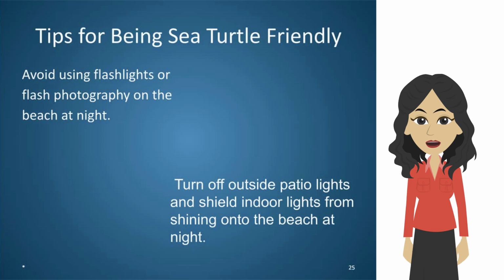Here are some ways we can help protect sea turtles. First, avoid using flashlights or flash photography on the beach at night, and turn off outside patio lights and shield indoor lights from shining onto the beach at night. This is important because these types of artificial light can confuse the baby sea turtles, causing them to move away from the water instead of going towards it.